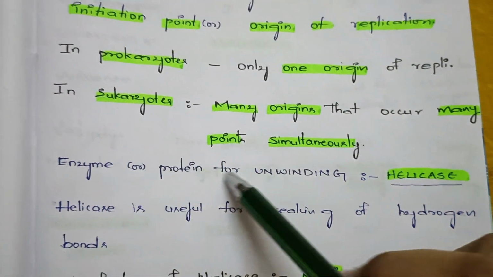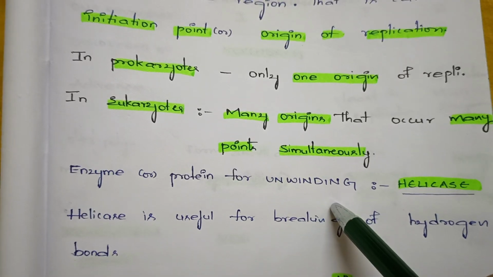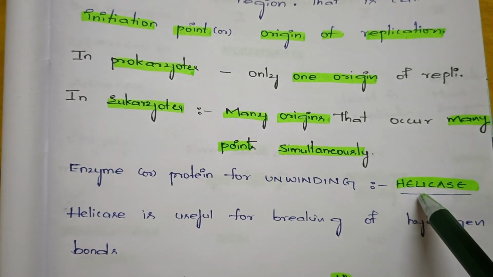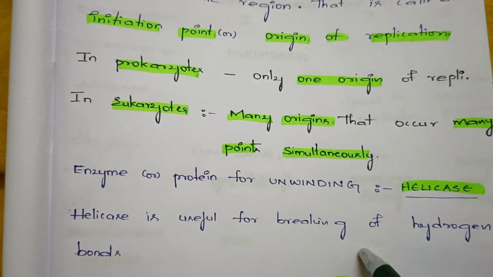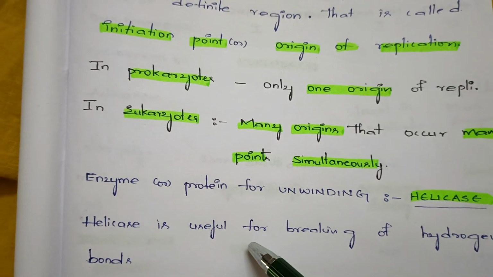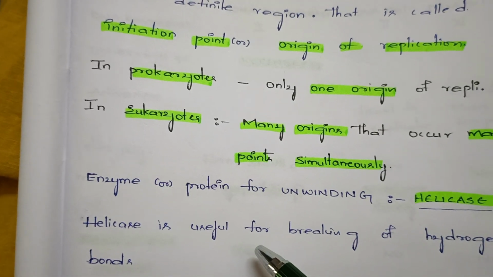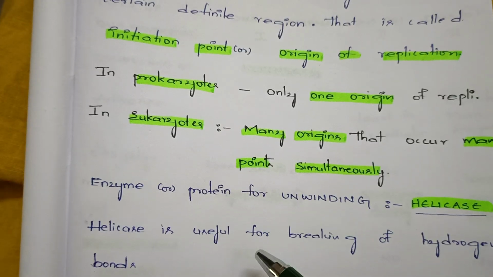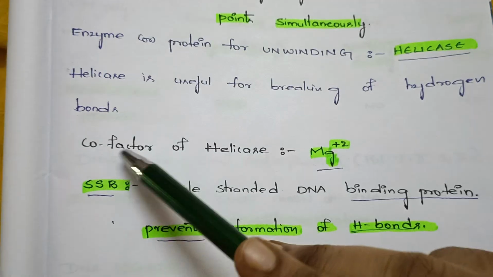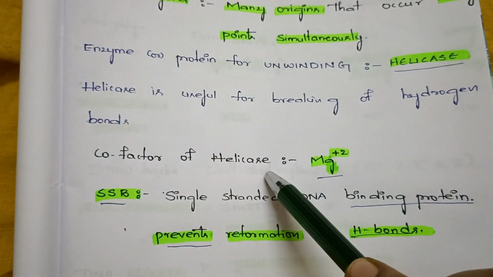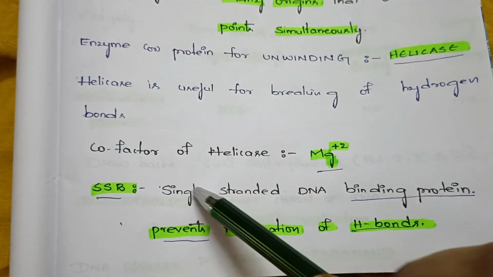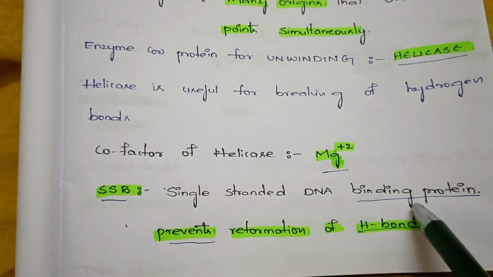For this unwinding, which enzyme is useful for breaking down the hydrogen bonds? That is the helicase enzyme. Helicase is the only enzyme useful for breaking down hydrogen bonds. Because of this, double stranded DNA is turned into single stranded DNA, and that we call the replication fork. Along with the helicase there is a cofactor, Mg2+, and another one is SSB. SSB means single stranded DNA binding protein.